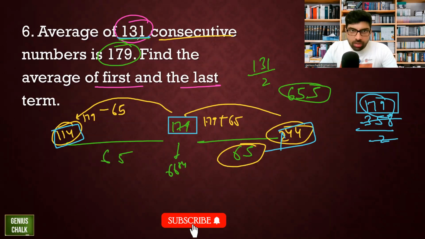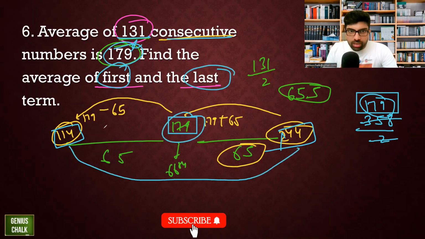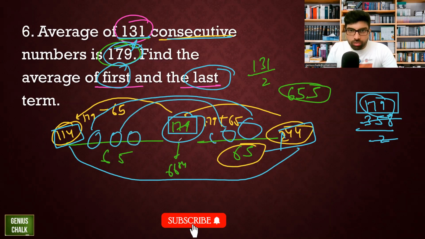Just see 131 numbers. They are consecutive. The difference is the same. Whenever first and last, that means first and last will also have the same average. Second and second last will also have the same. Third and third last will also have the same, and so on. Fourth and fourth last will also have the same value.